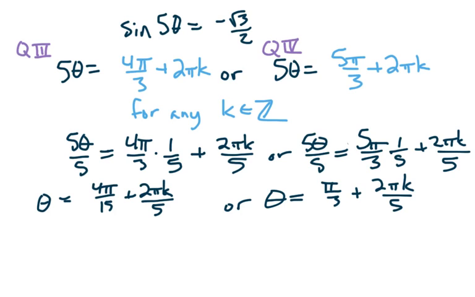In order to find all the solutions between 0 and 2 pi, we need to ask ourselves, for which k values is this going to be between 0 and 2 pi? So I'm going to suggest to you, try plugging some k values in. Which ones do you think are going to work? So go ahead and try a bunch of k values and work it out. Pause this and I'll come back to you in a minute.